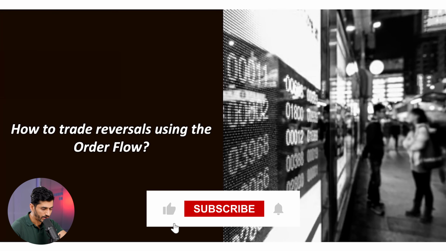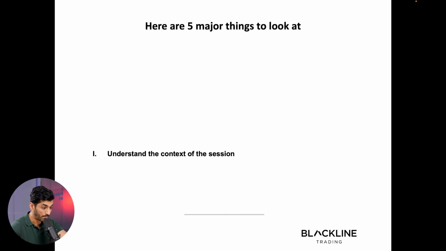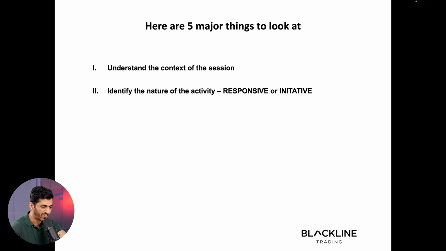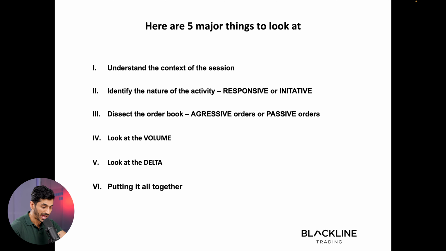So how to trade reversal using the order flow? Here are 5 major things to look at. Number 1, understanding the context of the session. Number 2, identifying the nature of the activity, if the activity is initiative or responsive in nature. Number 3, dissect the order book: are the orders that are coming in the market aggressive or passive orders? Number 4, we will look at the volume, we will look at the delta, and we will put everything together.